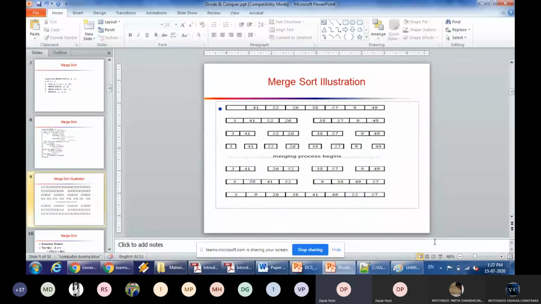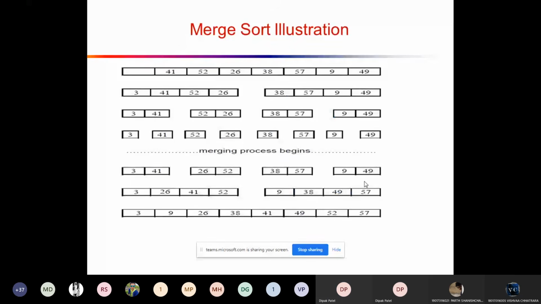So before I go for merge sort algorithm, let me show you one example. Is it visible? Assume that we have been given this array: the first element is 3, then 41, 52, 26, 38, 57, 9, and 49. These many elements are there. Now we want to apply merge sort on this.